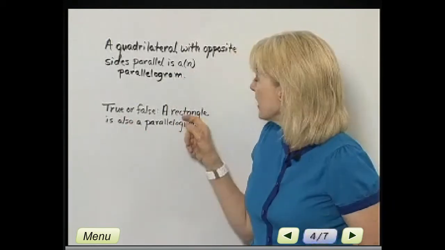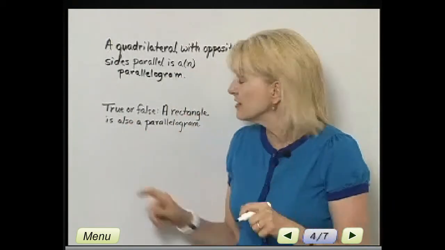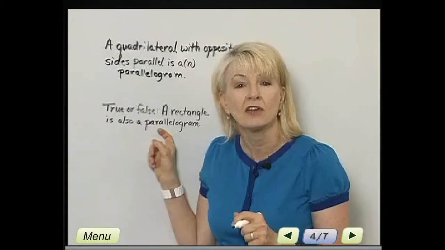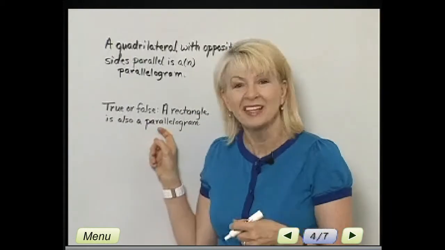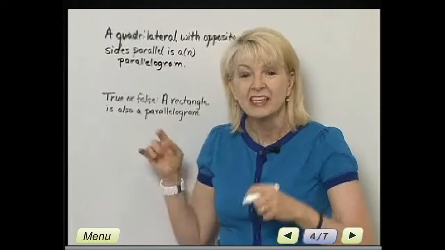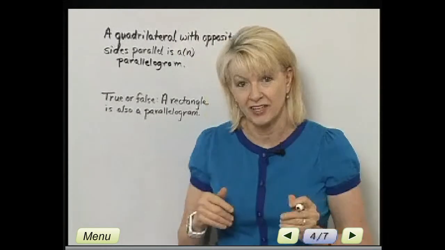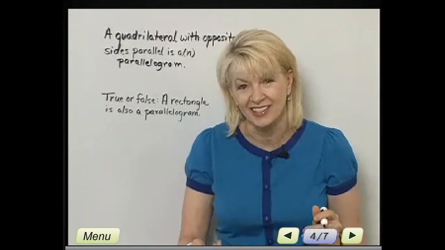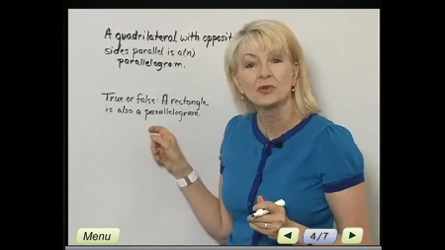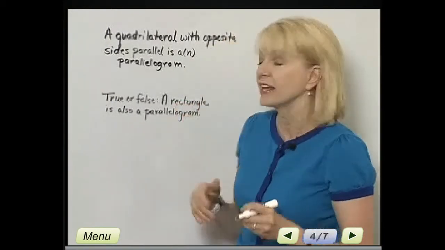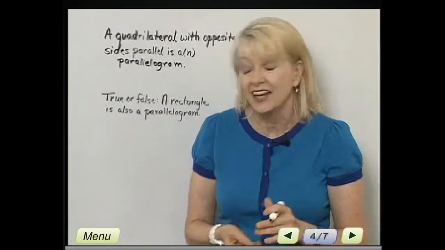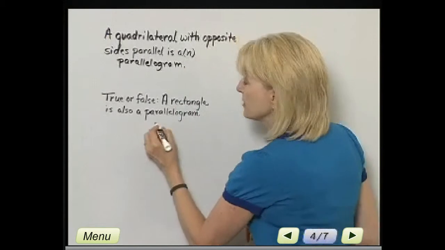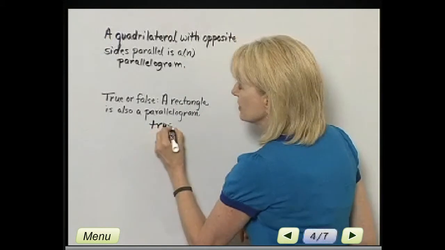True or false? Let's complete this. A rectangle is also a parallelogram. Is a rectangle also a parallelogram? Well, what makes a parallelogram a parallelogram? If opposite sides are parallel. And remember, a rectangle is a special type of parallelogram. So this is a true statement. In a rectangle, opposite sides are parallel, and also it's true that a rectangle is a special type of parallelogram. So this statement is true.